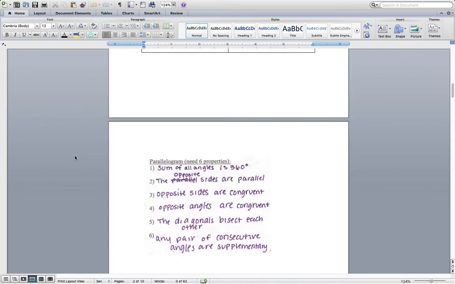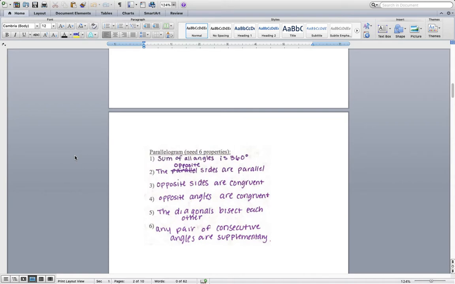All right, we can move on to go back to the parallelogram. There are 6 properties of a parallelogram, so just take a second to write these down. You can pause the video and then listen to what I say afterwards, or listen and then take the notes. Just make sure you understand these properties as we go. So the sum of all the angles in a parallelogram add up to 360 degrees. The opposite sides of a parallelogram are parallel. The opposite sides are also congruent to each other, which means they're the same size and length.